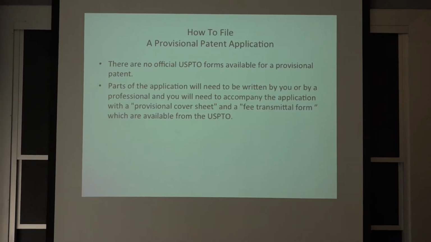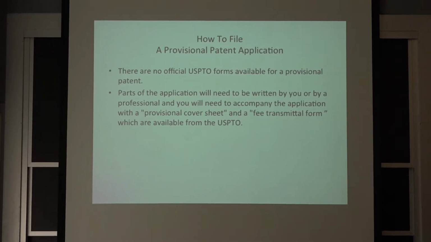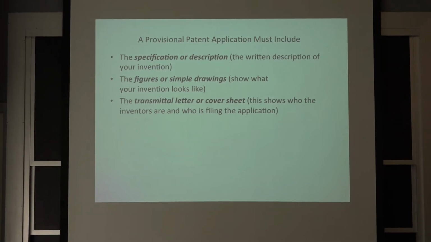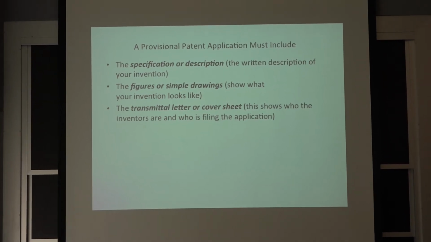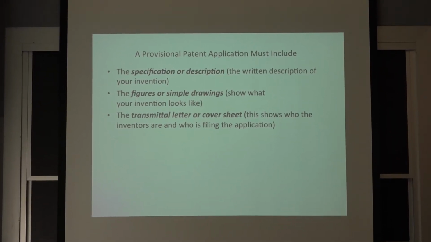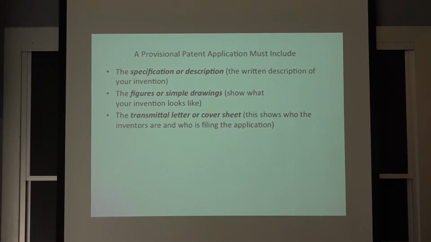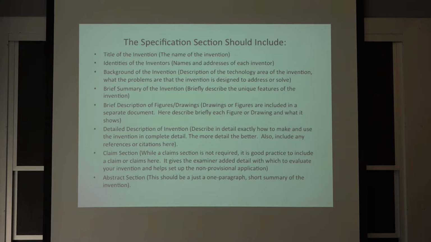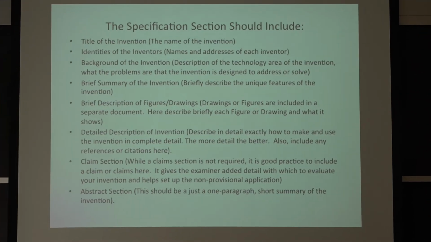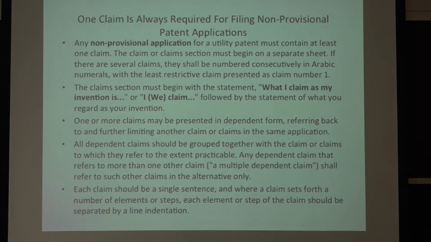We've talked about how simple it is to file a provisional patent application. There are no forms available. It's a very simple filing. You have to have a description of the device, some figures that give the patent examiner some idea of what in heaven's name you're talking about, and the transmittal letter and cover sheet that identifies the inventors and gives the title of the invention, the background of the invention, and a brief summary. These are the things that need to be included in a specification section. We've already gone over all this stuff.